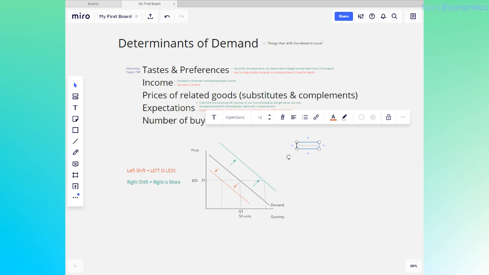And then finally, number of buyers. Again, it's pretty simple. Fewer buyers, less demand. Fewer people in line.